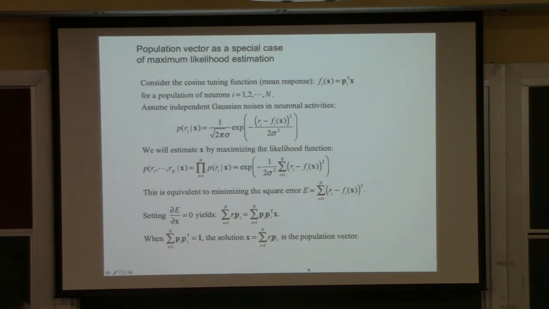So that's the explanation for why this method looks so simple, yet sort of works: if the noise is about the same and neurons are roughly independent of each other, then this is close to optimal.